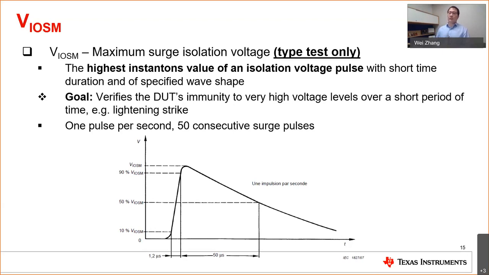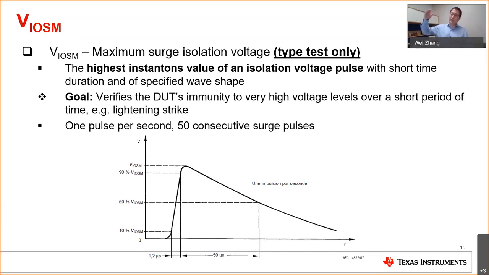So the surge voltage is the highest instantaneous value of the isolation voltage pulse with short time duration and a specified waveform shape. So what is the goal? The goal is handling the lightning strike. This is pretty high. So you are working with a 1.5 kV system, but your surge voltage can be over 10 kV, and that is what the majority of systems require. All the reinforced isolation works at least above 10 kV surge.